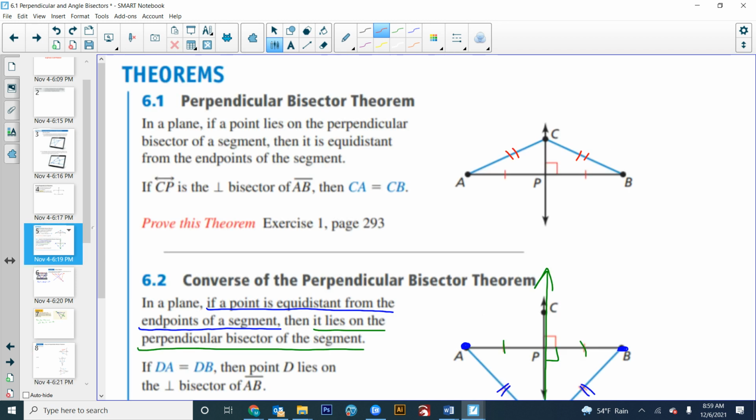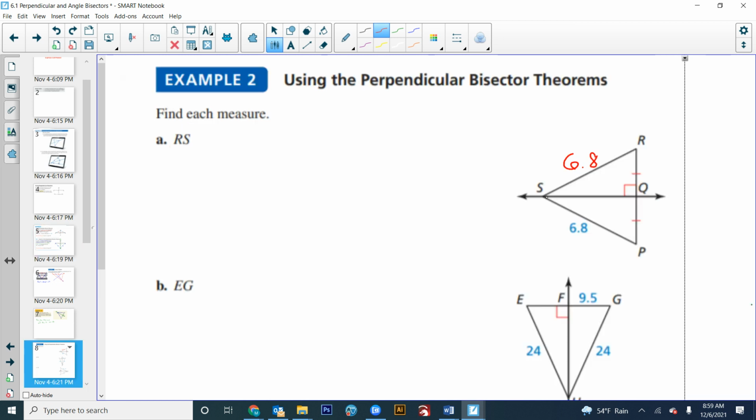If a point lies on the perpendicular bisector. Okay, so that's our hypothesis. Does S lie on the perpendicular bisector? Yeah. S is on that perpendicular bisector. Conclusion? S is the same distance to P as it is to R. So she said RS must be 6.8 as well, by the regular perpendicular bisector theorem. Are we good with that? Yes? Next one.